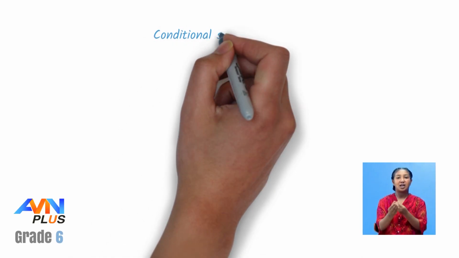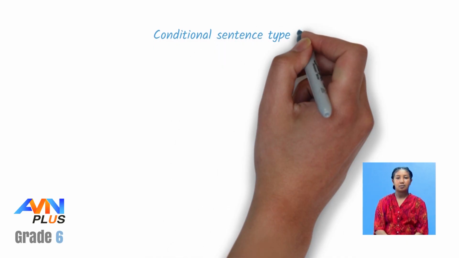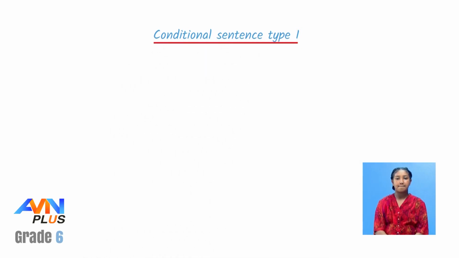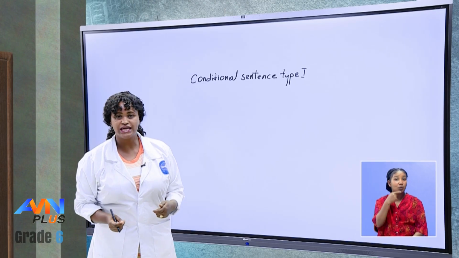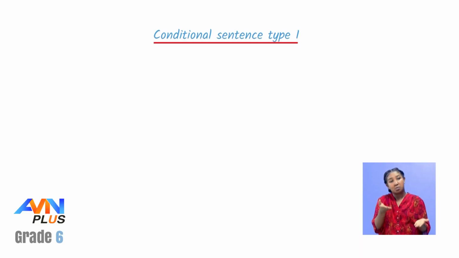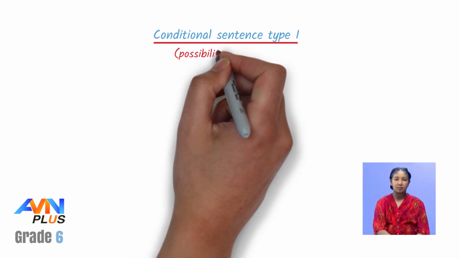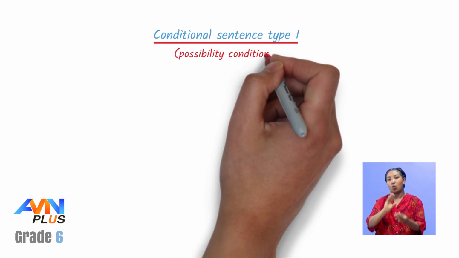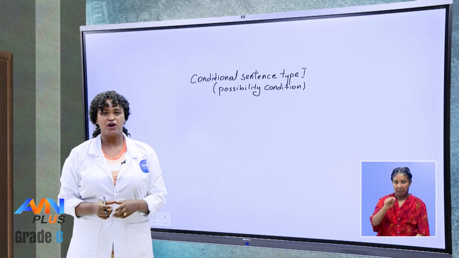Conditional sentence type 1. All right? Or, in other words, we call it possibility condition. I will show you why we call it possibility condition. All right? Possibility condition. This is what we are going to see about conditionals.